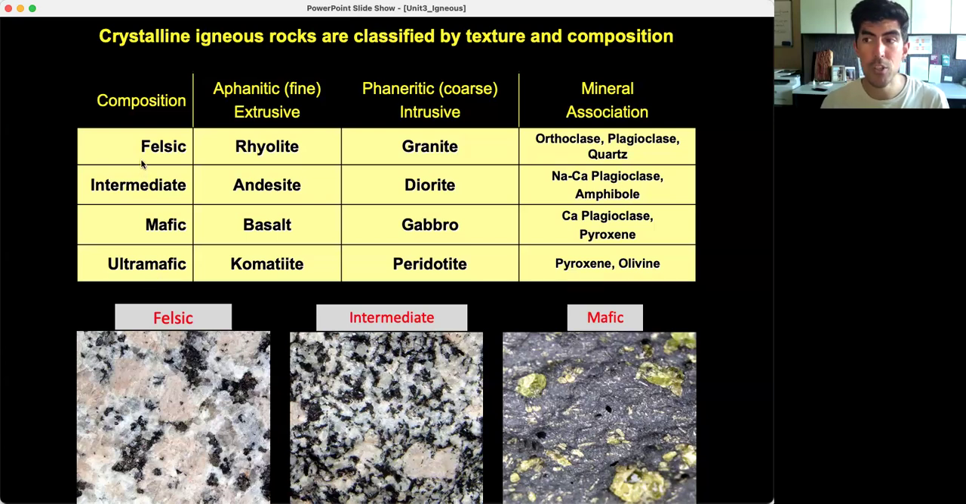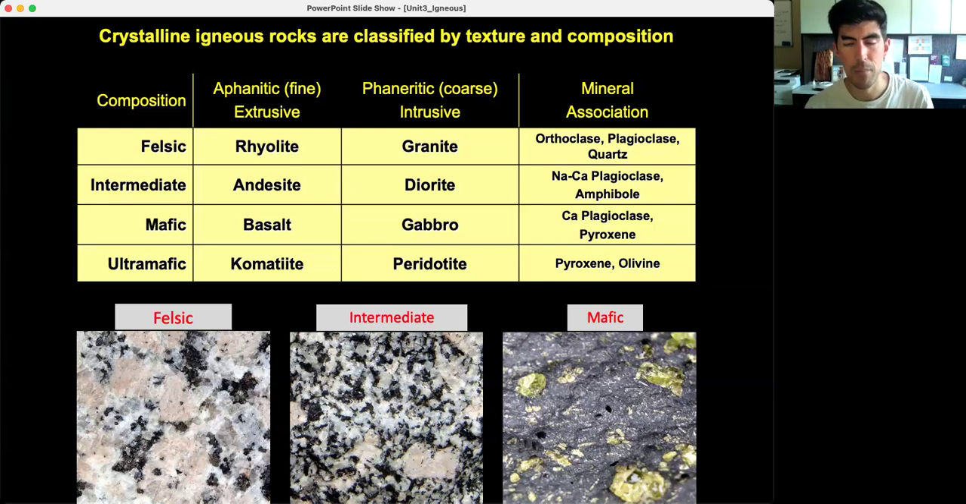As we go to the right side of this table, we can see those minerals that are most often associated with that category of composition. So we said that the composition of felsic is most often found with quartz, plagioclase, and orthoclase. This is completely different from those in the mafic or the ultramafic category. On the mafic and ultramafic category, we are dealing with things like olivine, pyroxene, those really, really dark minerals.